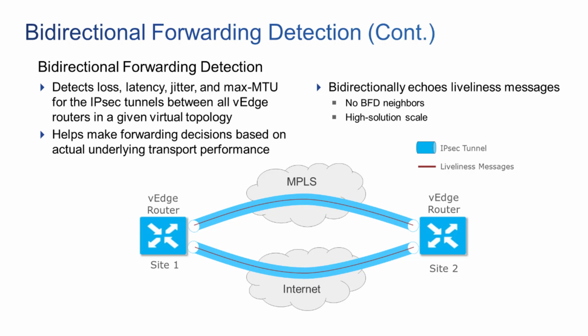When that BFD session goes down, any route that points to a next hop over that particular IPsec tunnel is going to get removed from our forwarding information base, meaning that we can't use it to route, right? It might still exist in the routing information base, but it's not going to exist in the forwarding information base.